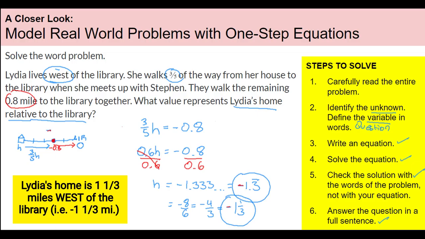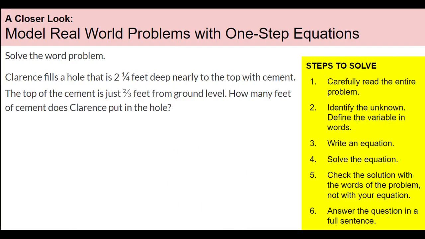Okay. All right, let's try one more. Try this one yourself. Pause the video, read the question, and then we'll review. All right, how did you do? Clarence fills a hole that is 2 1/4 feet deep, nearly to the top with cement. The top of the cement is just 2/3 feet from ground level. How many feet of cement does Clarence put in that hole?